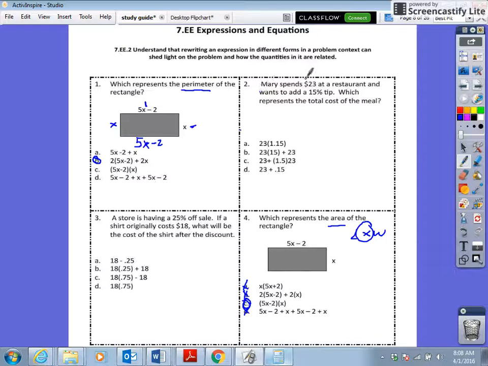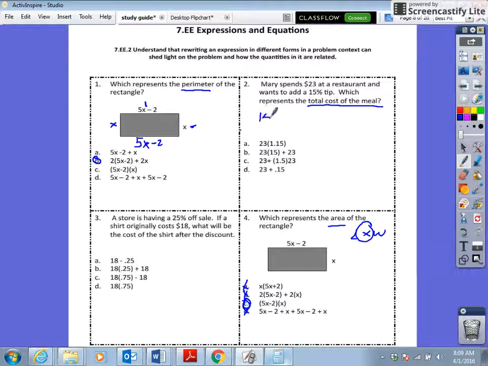Number 2, Mary spends $23 at a restaurant and wants to add a 15% tip, which represents the total cost of the meal. I want to know the total cost of the meal, not how much the 15% tip was, but the total cost of the meal. So what I would do is find 15% of 23.